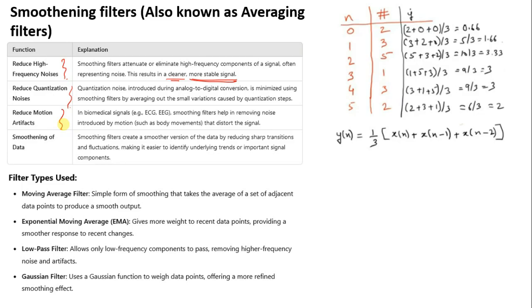These noises are basically very high frequency noises and they are regarded as motion artifacts. These are the unwanted signals that get into the main signal due to the movement of the electrodes over the body surface. These smoothing filters help us in getting rid of these motion artifacts.